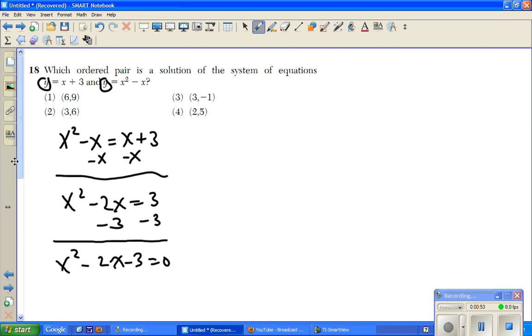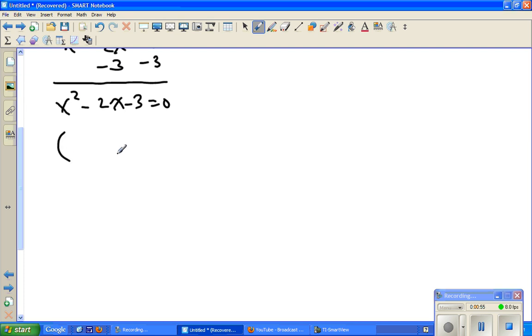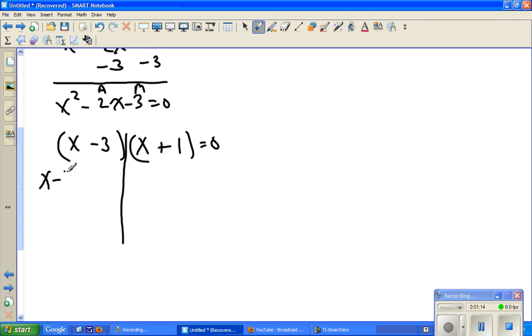Let's set up two sets of parentheses. I put an x in the first spot in each parenthesis. We have to find two numbers that multiply to negative 3, and the same two numbers have to add to negative 2. Those two numbers are negative 3 and positive 1. From there, I'm going to draw a line down the middle. Say x minus 3 equals 0, x plus 1 equals 0.